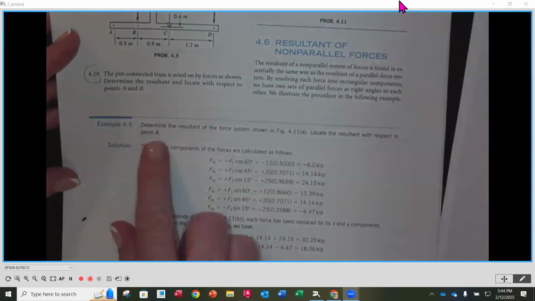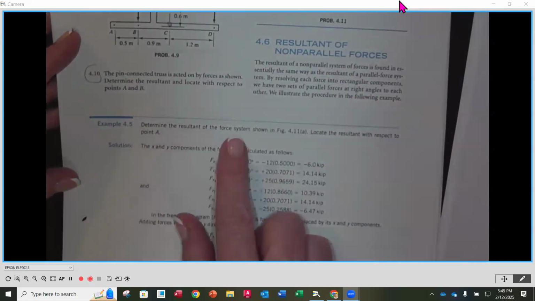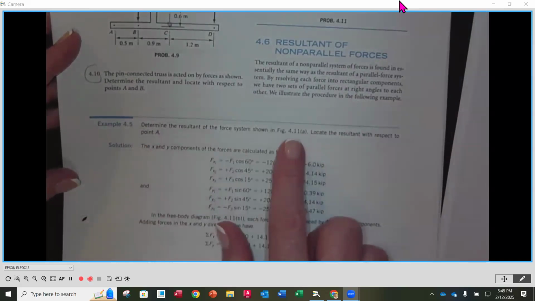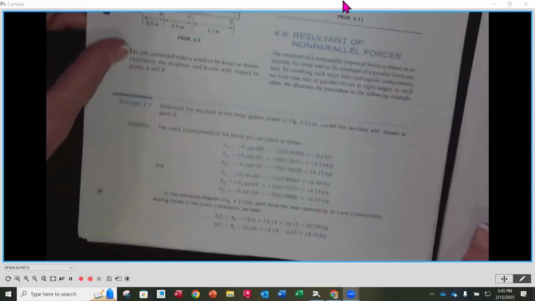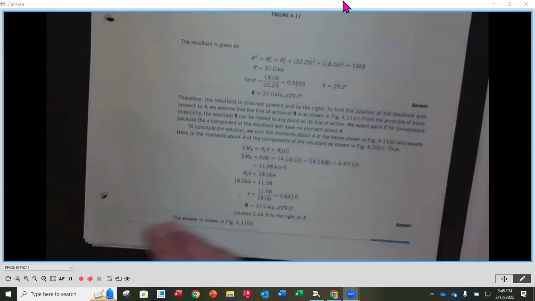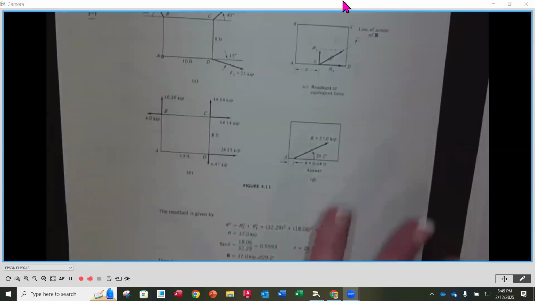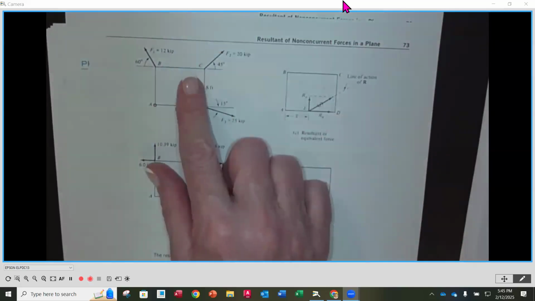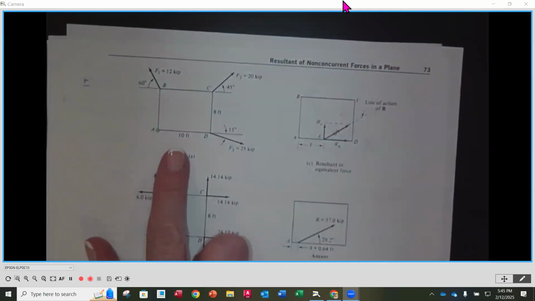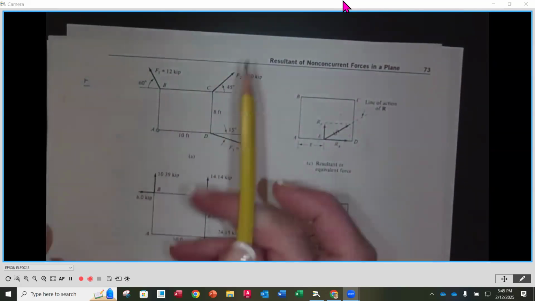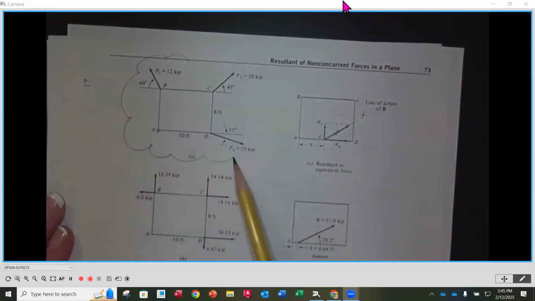Now, what they want us to do is determine the resultant of the force system shown in the figure they're referring to here. That figure is found on the very next page. So if I turn the page here, the figure that we are going to be looking at is right up here at the top of the page. This is our starting illustration.